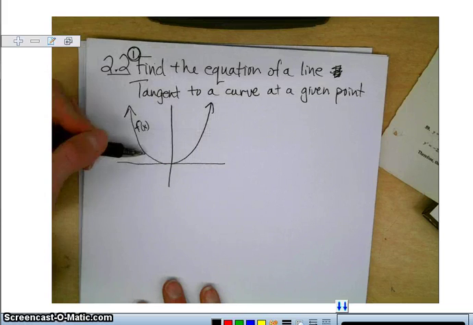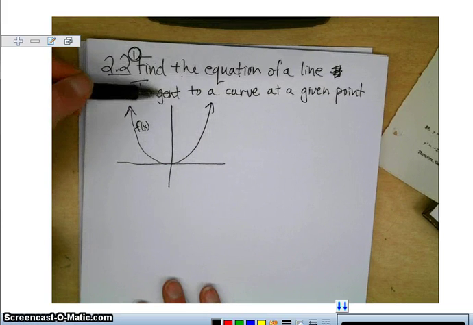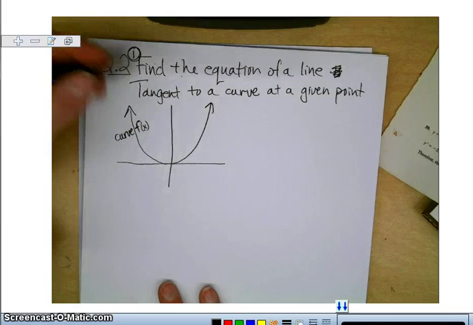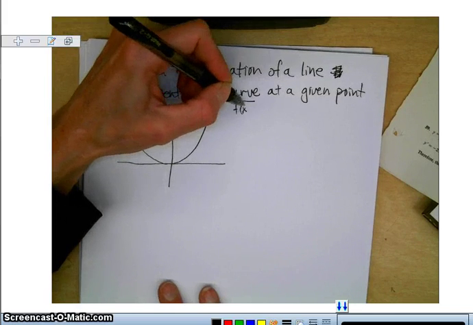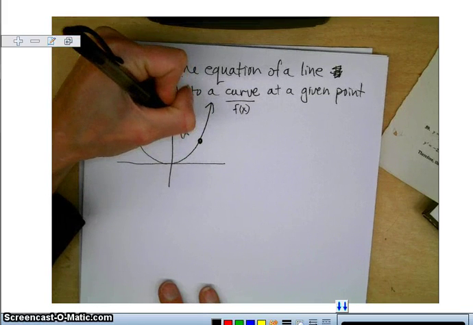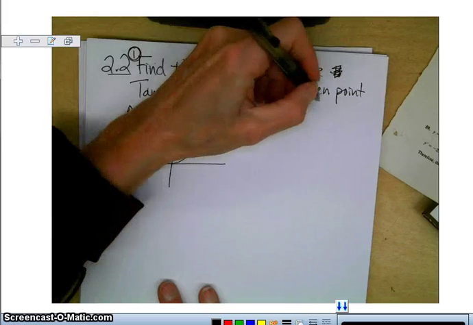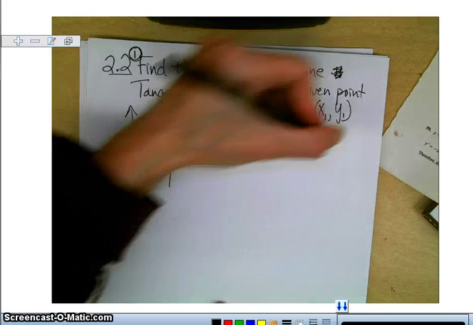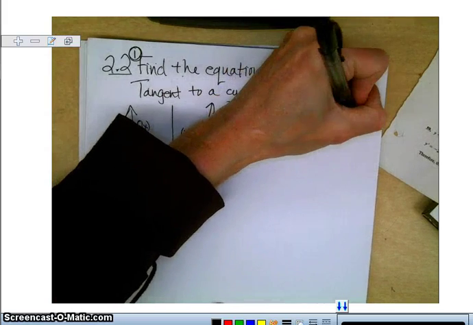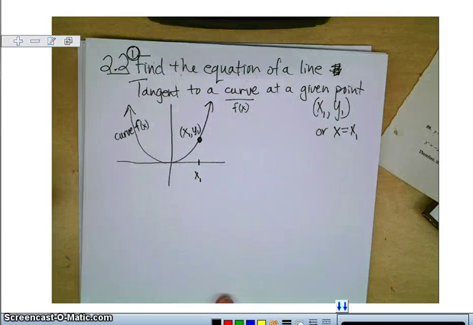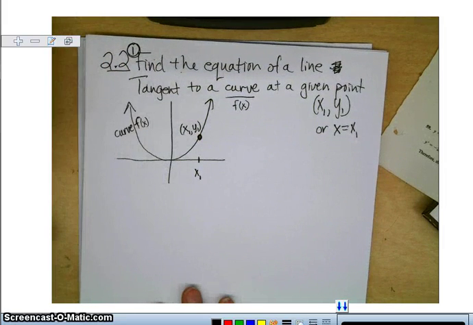This is a visual of what we're doing. We're finding the equation of a line tangent to a curve at a given point. So here is the curve. Would you agree that that's the curve? Yeah. Okay. Tangent to a curve. The curve is called f of x. We pick a point on the curve, right here. There's your point. We'll call it x1, comma y1. So your given point is x1, comma y1. Or they might just give you an x value, or they'll just say x equals x1. So they could name that point by just giving you an x value or giving you the ordered pair. It's both ways in your homework today.